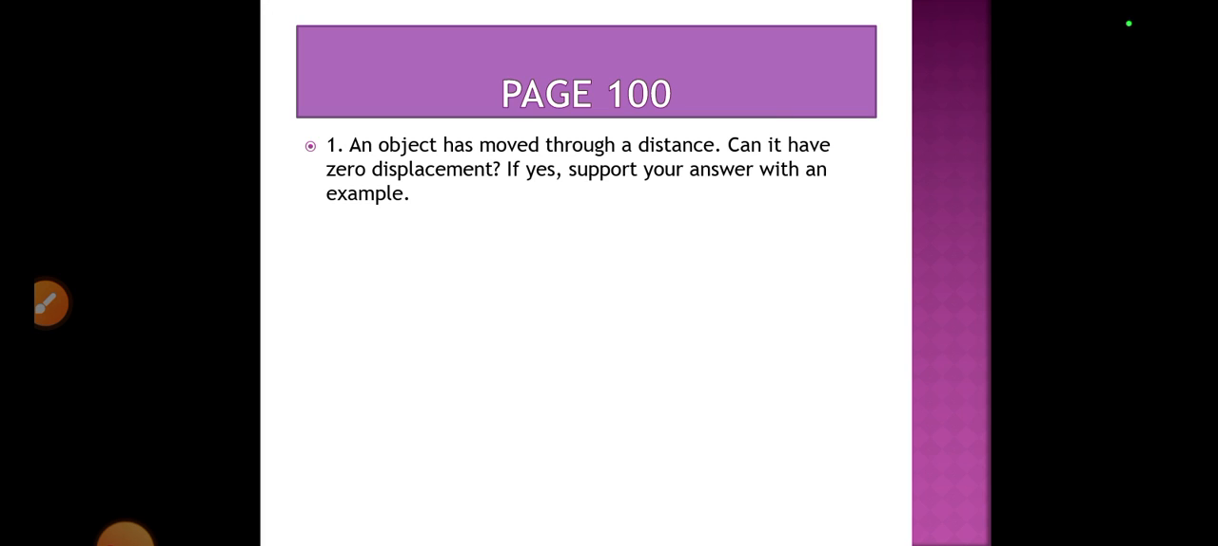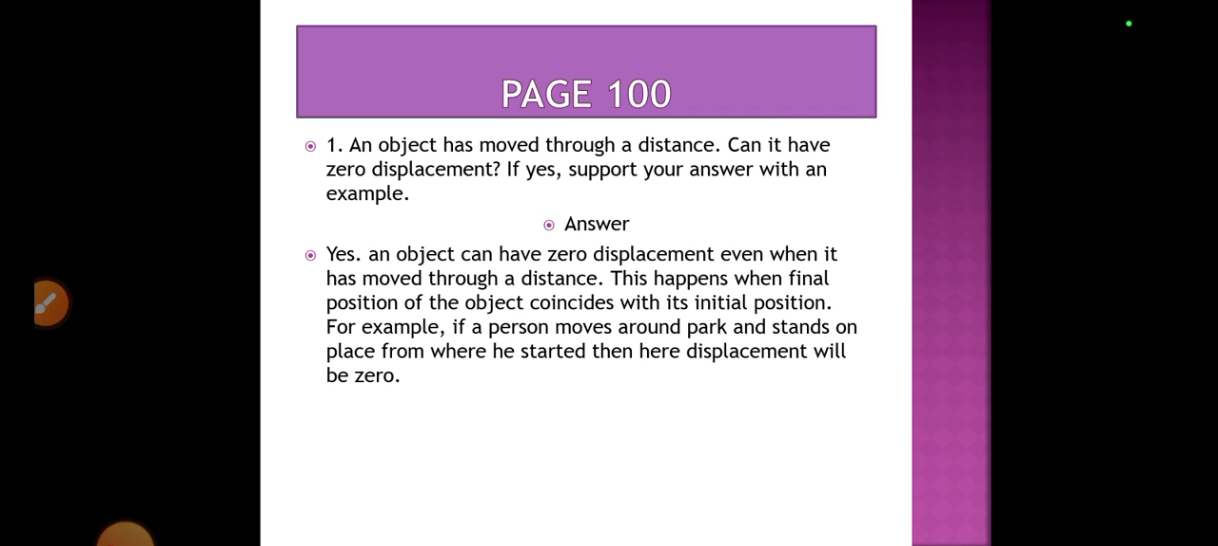Page 100. An object has moved through a distance. Can it have zero displacement? If yes, support your answer with an example. So, it can be yes. We can say that an object can have zero displacement even when it has moved through a distance.